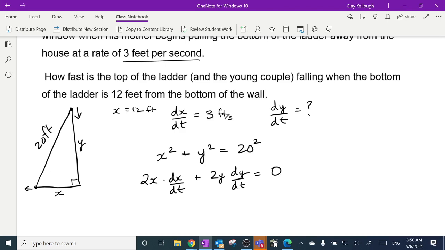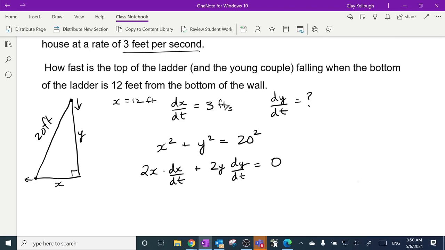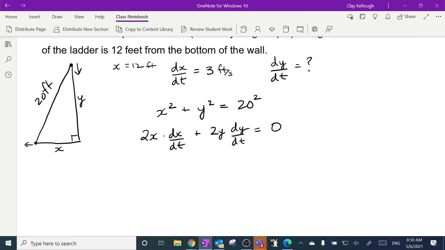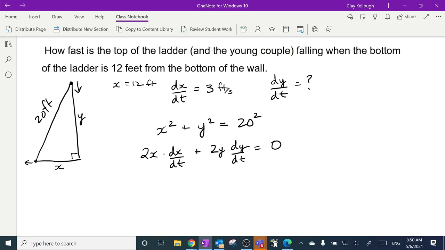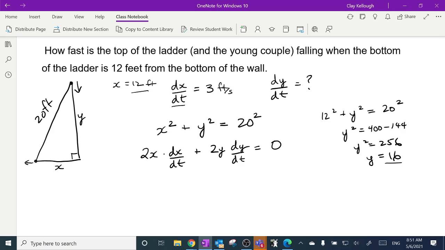And from here, I'm going to plug in the numbers that I know. I guess I have one other number I can find. If x is 12, I can actually solve for y. So y squared would equal, what's 400 minus 144? Is that 256? Oh, good, that works out nice. 16. There we go. So y is 16. So I know x, I know y, I know the rate of change for x, so I know this part of the formula. This is what I'm looking for.